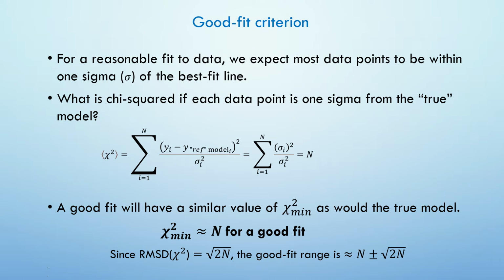Using the good fit criteria of a 1 sigma difference between data and model and substituting into chi-squared, we obtain the sum of sigma squared divided by sigma squared, that is 1 summed from 1 to n, giving n. Hence, chi-squared min should be of the order of n, the number of data points, for a good fit. A more precise good fit criterion can be obtained from the standard deviation of chi-squared, which is the square root of 2n. Therefore, the good fit range is n plus or minus the square root of 2n.